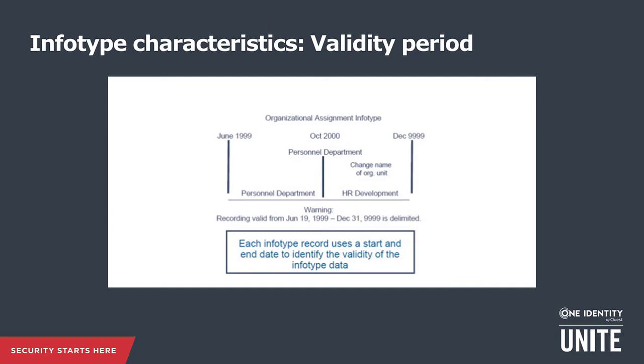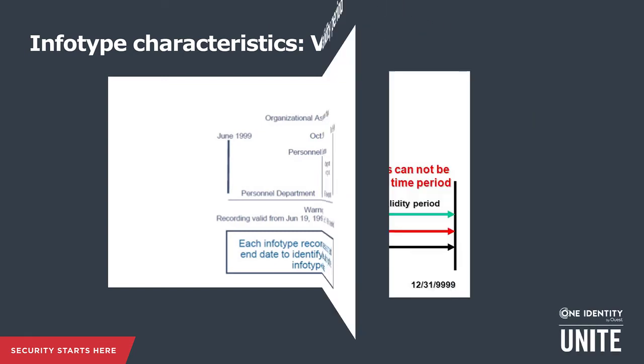December 31st, 9999 is the last day in every record in SAP. I hope there are still SAP experts around when we reach that date, otherwise we will have another year 10K problem. How are these records being created?